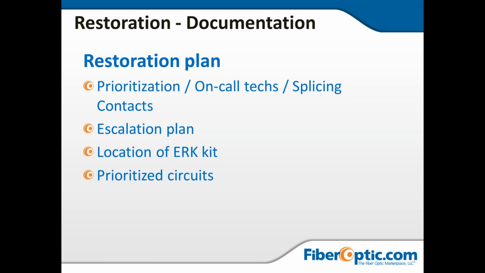And then again, back to the prioritization of circuits. Where do we start? Once we get in the field and we know that we're starting our splicing, do we start with the blue buffer tube, the orange buffer tube, the green buffer tube? Where is our traffic? Where are our service level agreements? Where's the customer that could affect us most residing, so that we can get them up?